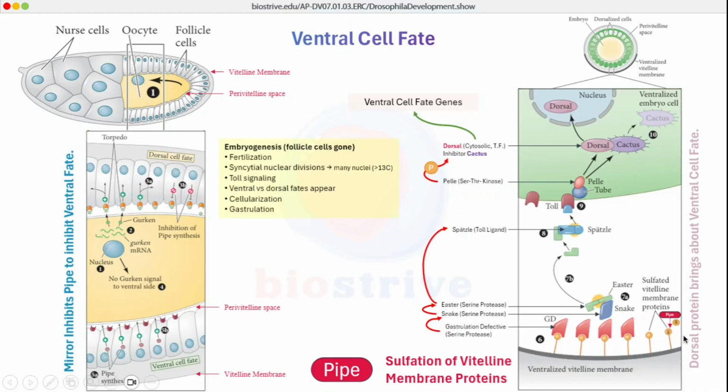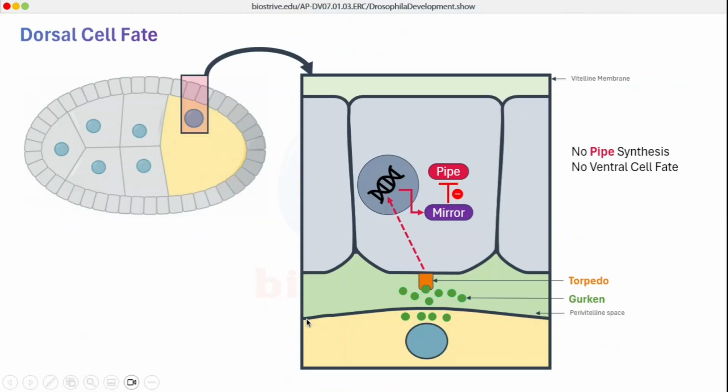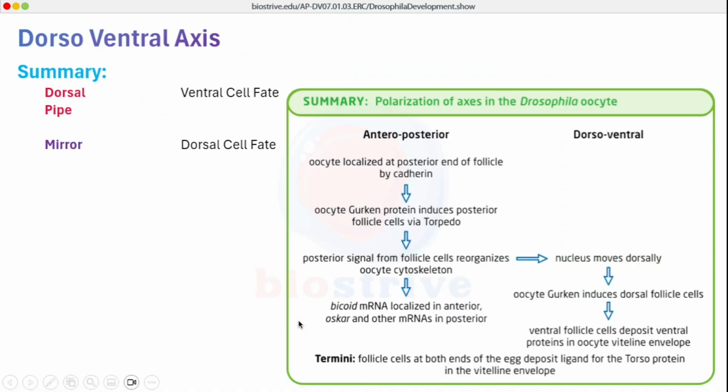In summary, the pipe protein is a sulfation protein. It will sulfate vitelline membrane proteins, which will act as a docking site for gastrulation defective. Gastrulation defective acts on snake. Snake acts on easter. Easter acts on spatzle. Spatzle acts as a toll receptor ligand. This toll receptor ligand signaling initiates Pelle protein. Pelle inhibits the cactus by phosphorylating it, releasing the dorsal. Dorsal will go to the nucleus and initiate the transcription of genes required for ventralized sulfate. That is how dorsal and ventral axis determination takes place in the Drosophila embryo.